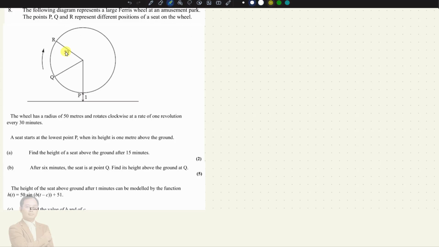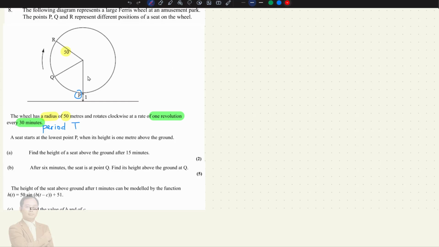Firstly, the radius of the wheel is 50 meters, and secondly, the 30-minute time for 1 revolution is called the period of this rotation. We can denote that by the letter T. A seat starts at the lowest point P here when its height is 1 meter above the ground.